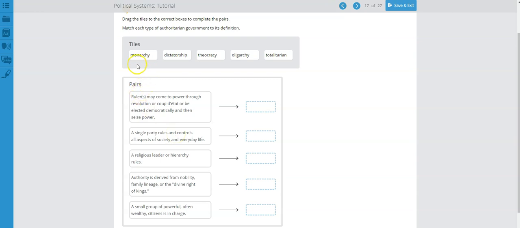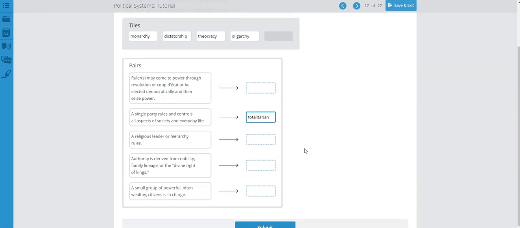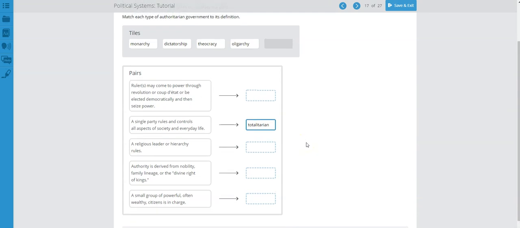Okay, so we need to go up here and we have again a whole bunch of keywords: monarchy, dictatorship, theocracy, oligarchy, and totalitarian governments. If you think about it really carefully, a single party rules and controls all aspects of society and everyday life. Based on that information, I can deduce that in this particular definition, totalitarian would be your answer. Please make sure you continue doing the other ones and pay close attention to the definitions. If you're confused about the definitions, go back to this tutorial or research the words online and you should be able to find the answers.